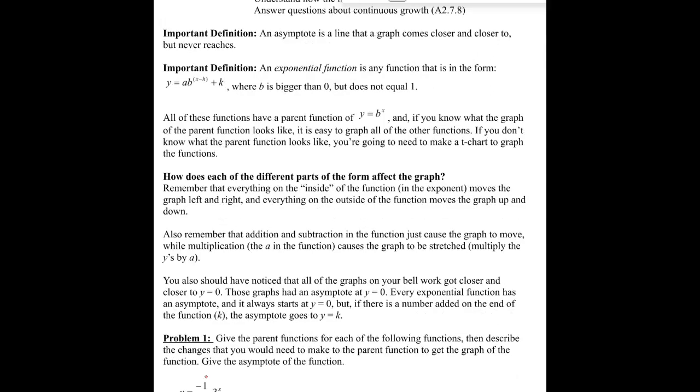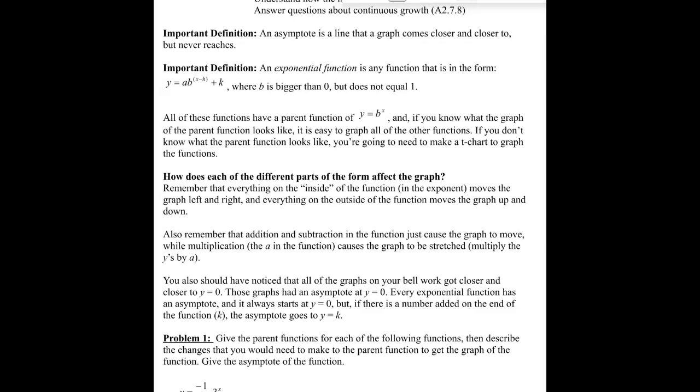So an important definition, an asymptote is just a line that the graph comes closer and closer to but never actually reaches. The other important definition is an exponential function is any function that is in the form of y is equal to a times b to the quantity of x minus h plus k, where b is bigger than 0 but does not equal 1.